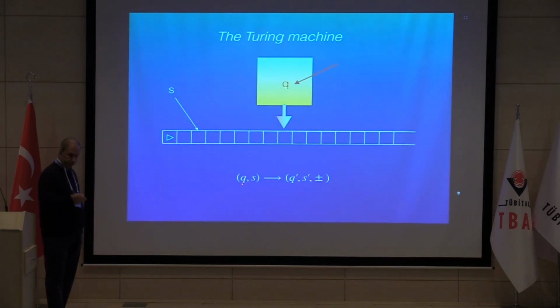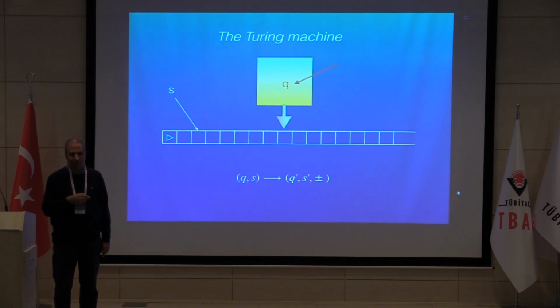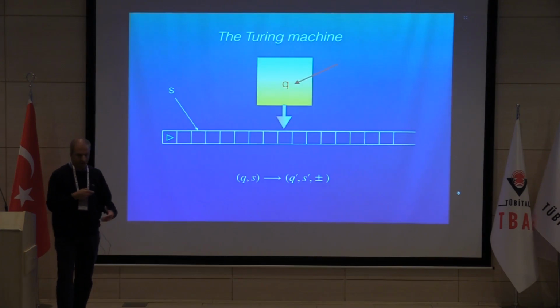Q is the state of the machine. S is what is written here. And this is the transition function. You write Q prime, because the state of the machine changes depending on what you read. You write S prime because depending on what you have read and what the state of the machine is, you write something else. And what is this plus and minus for? Who can guess what this plus and minus is? Just to wake you up. Review? Sorry? Review. The movement of the head, almost correct. It decides whether the head goes right or left. Right? This is the mechanism of this machine.